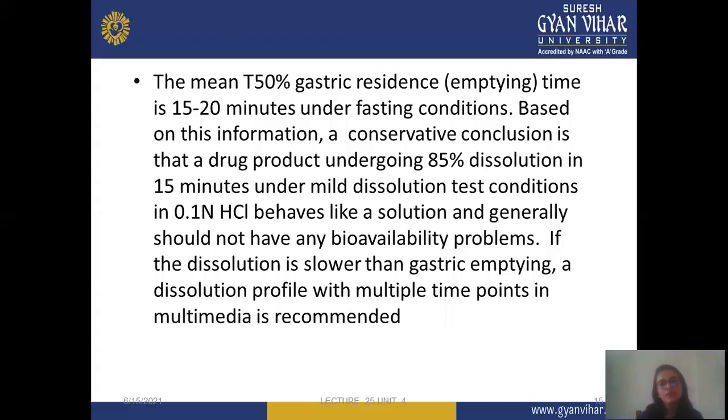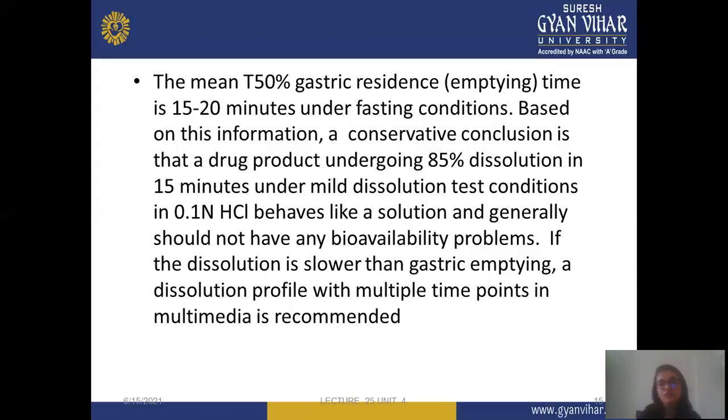Next is the mean gastric emptying time, where 50% gastric emptying time is 15 to 20 minutes under fasting condition. In this, almost 50% of emptying takes place within 15 to 20 minutes during fasting condition. The conclusion is that a drug product that undergoes 85% dissolution in 15 minutes under mild test conditions in 0.1 normal HCl behaves like a solution and generally should not have any bioavailability problem. Means within this 15 to 20 minutes, almost 80% dissolution takes place.